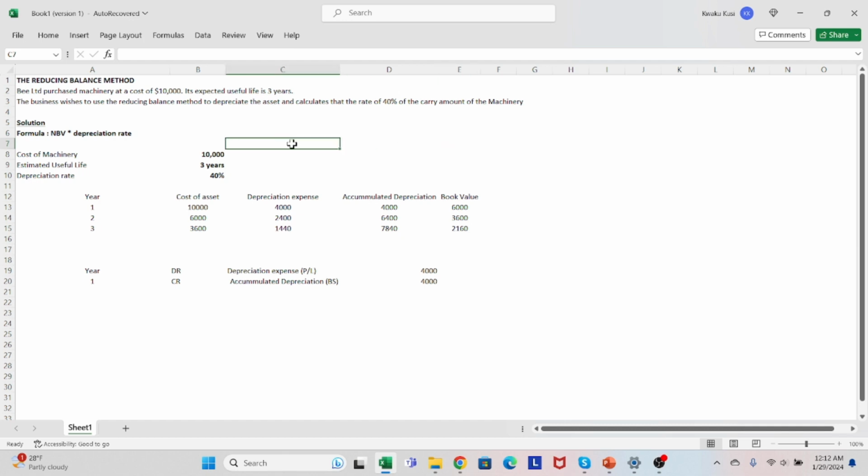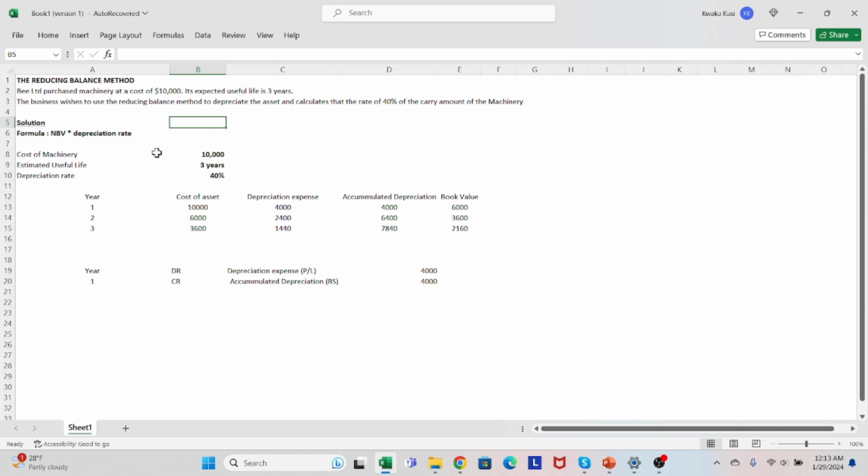Now let's proceed with the example. B Limited purchased machinery at a cost of $10,000. Its expected useful life is 3 years. The business wishes to use reducing balance method to depreciate the asset, and the depreciation rate is 40%.